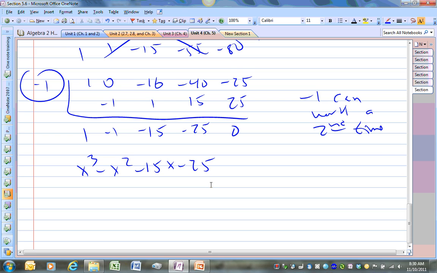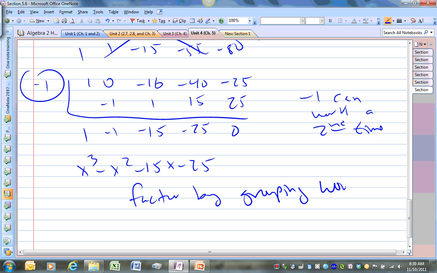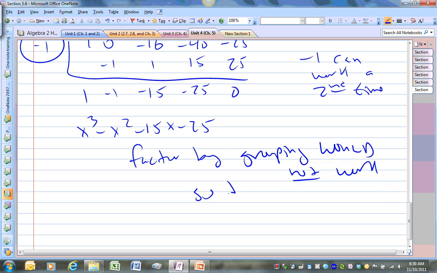Now we can't do factor by grouping. Factor by grouping would not work if you tried it out. So do synthetic substitution again.